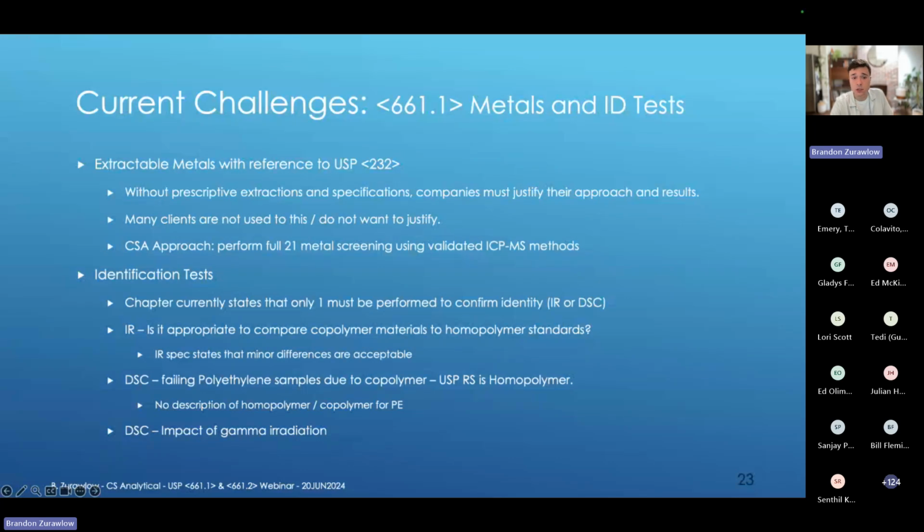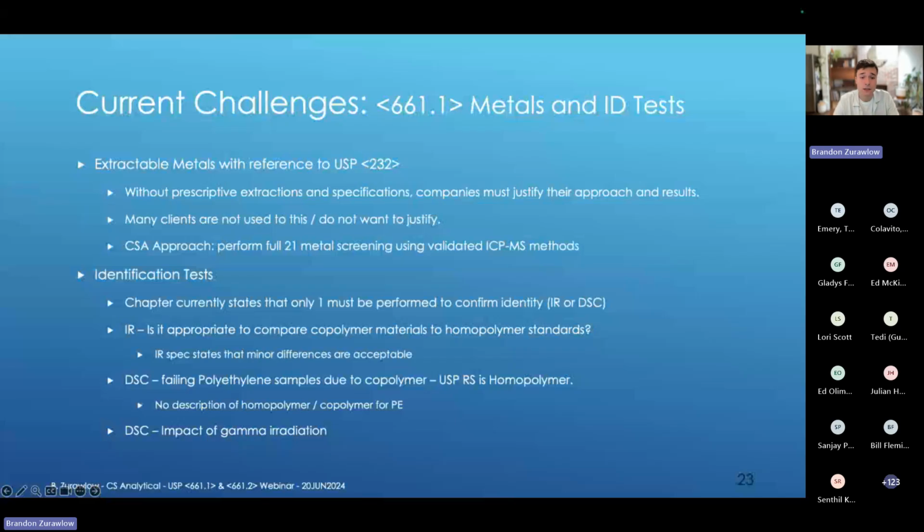It looks very similar to the homopolymer standard. And there is language in the USP that states that minor differences in the spectrum for materials are acceptable based on variations in formulation, etc. However, if the intent is to confirm the identity, I'm often left in a situation where I can confirm that the material is in fact polypropylene, but just based on the IR, it's not always feasible to establish whether or not that polypropylene is a copolymer or a homopolymer.